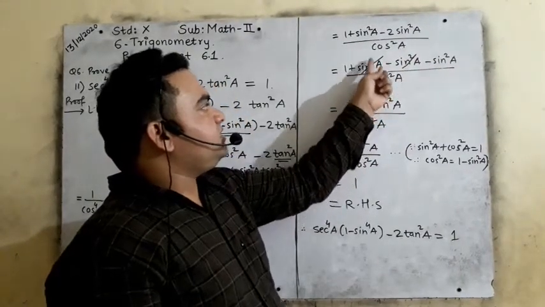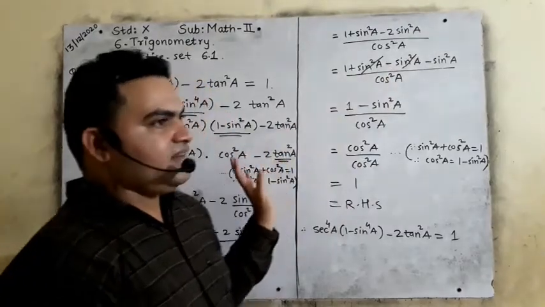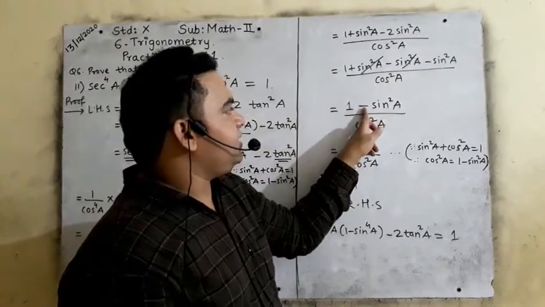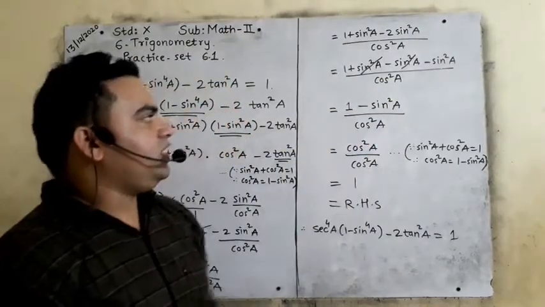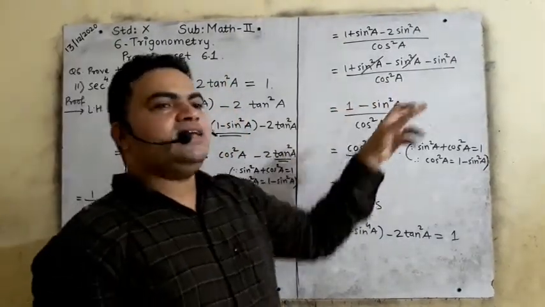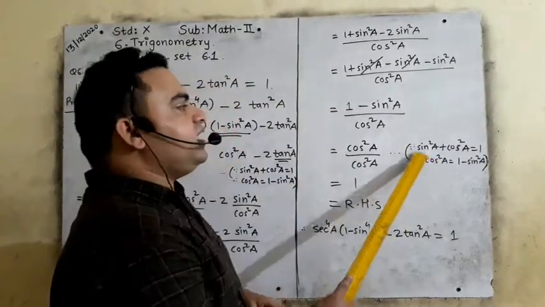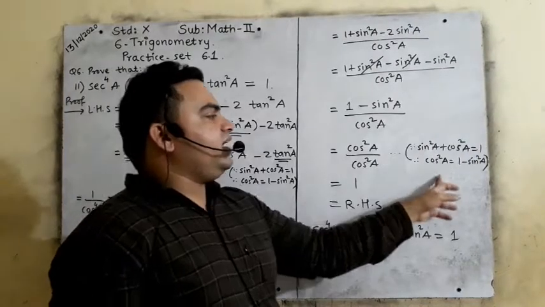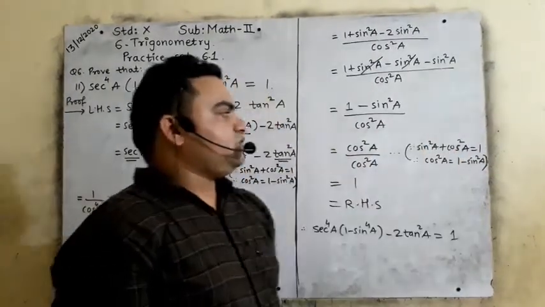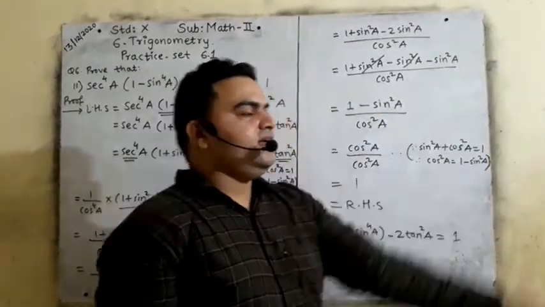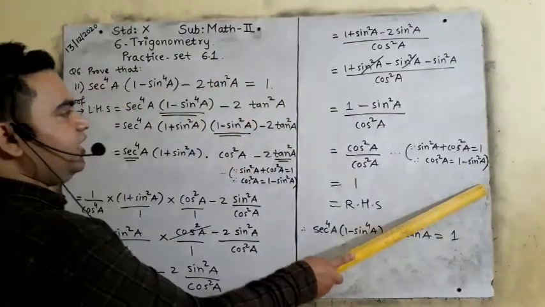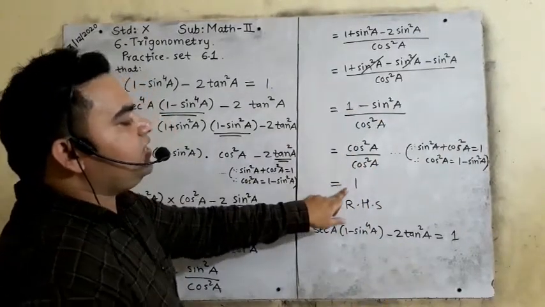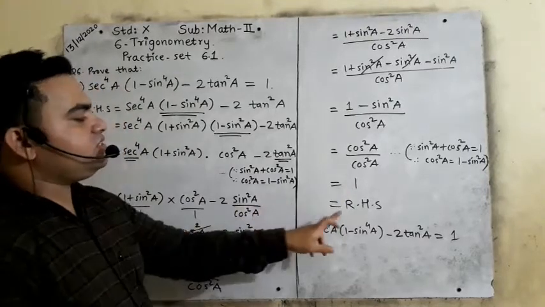From this, plus sin square a and minus sin square a will get cancelled, like terms. What will remain? 1 will remain, plus and minus sin square a upon cos square a. We know that 1 minus sin square a is the value of cos square a, because sin square a plus cos square a is equal to 1, and therefore cos square a is equal to 1 minus sin square a. Sin square will go to the right hand side, it will be 1 minus sin square a. So in its place we will write cos square a. So cos square a upon cos square a is 1. So LHS is equal to RHS.